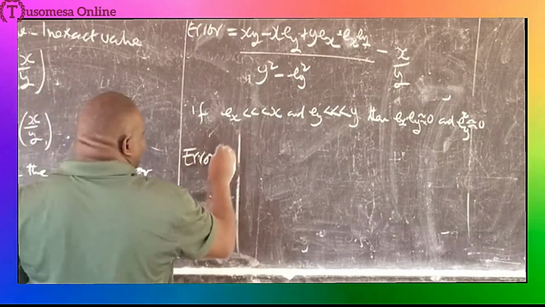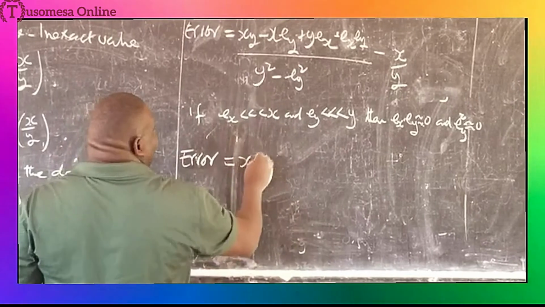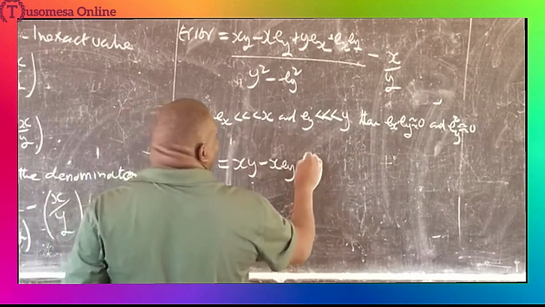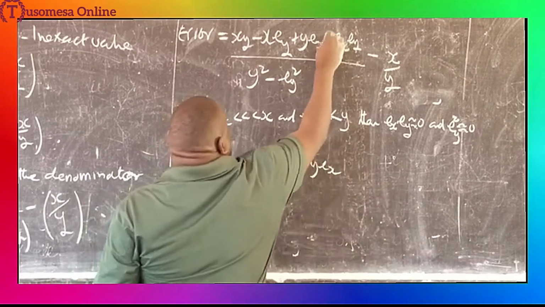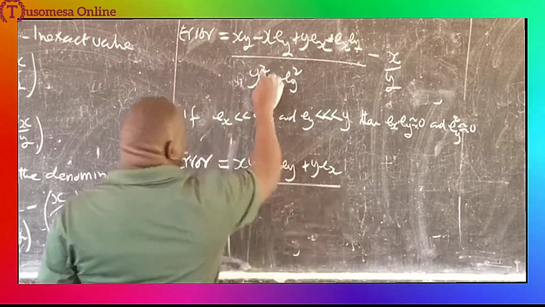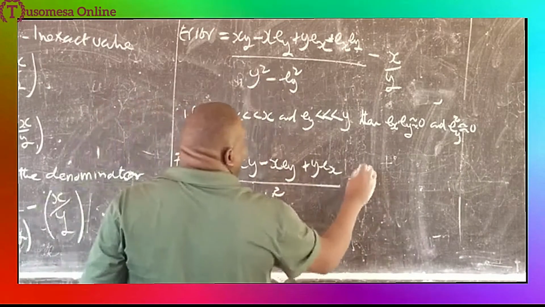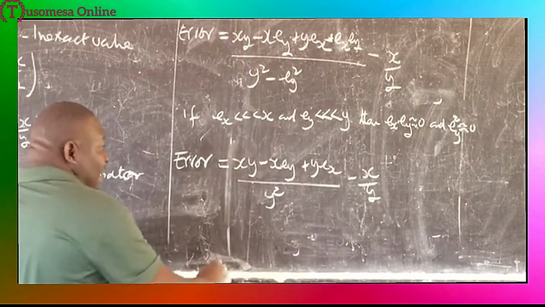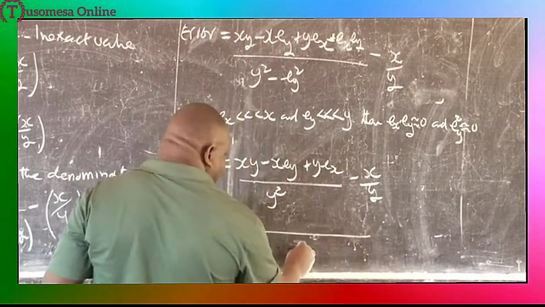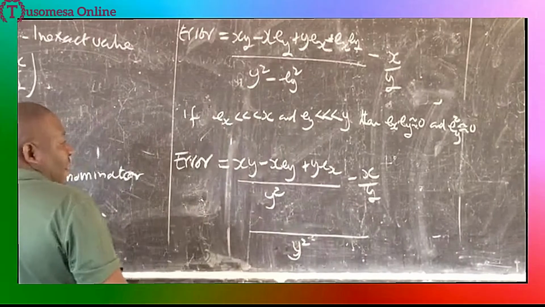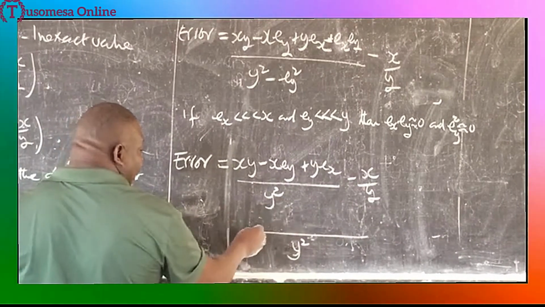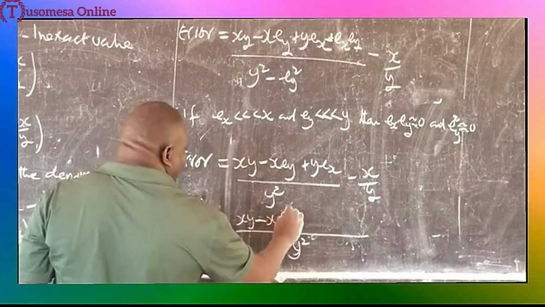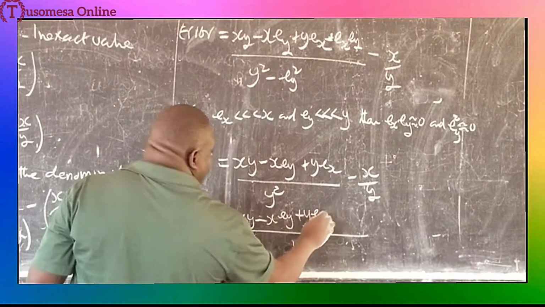So we remain with the error equal to xy minus x ey, then plus 1 ex. This one here we have approximately 0 for that term, over this one here approximately y squared, then minus x over y. If we create a common denominator, the LCM here will be y squared. So when you divide y squared, you will have 1. So our error will be xy minus x ey plus y ex.